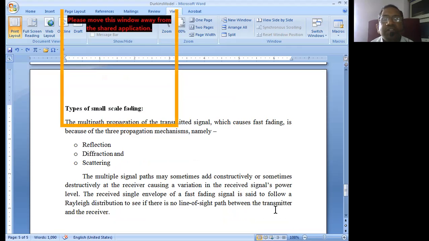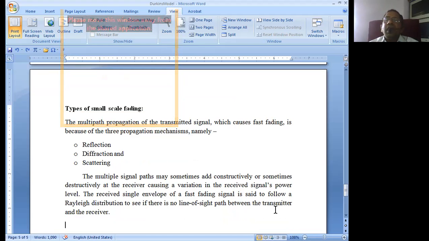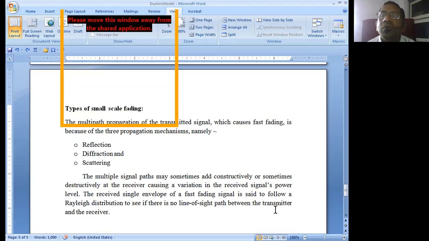Now, what is the problem at the receiver side? These multiple signal paths due to reflection, diffraction and scattering may sometimes add constructively and may sometimes add destructively at the receiver, causing a variation in the received signal's power level. If it adds constructively, then it is good for us. If it adds destructively, then we lose the actual signal part in the received signal. So this has to be addressed by the receiver.